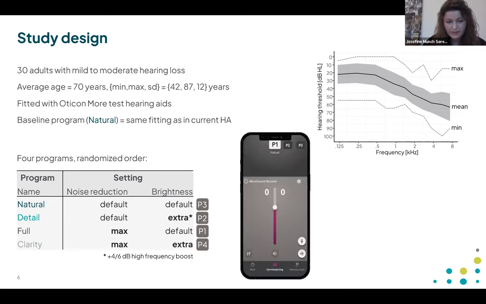And then we randomized the order of these programs so that the same program would not end up on P1 for every test participant.